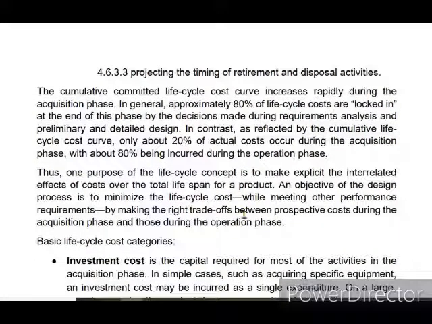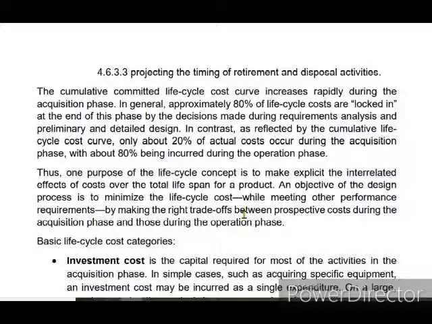Next, projecting the timing of retirement and disposal activities. So we have to project it in relation to the operation time. Okay, so this falls in the scheduling of the operation time, because we have to anticipate the retirement and disposal activities when we are scheduling.